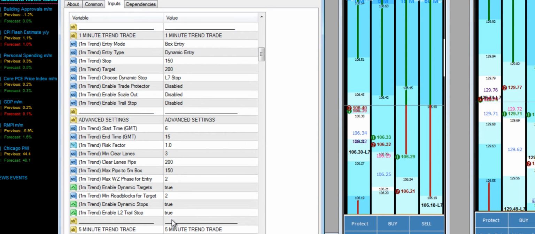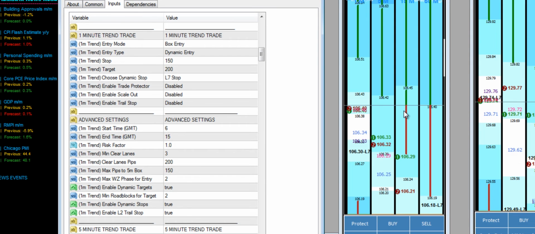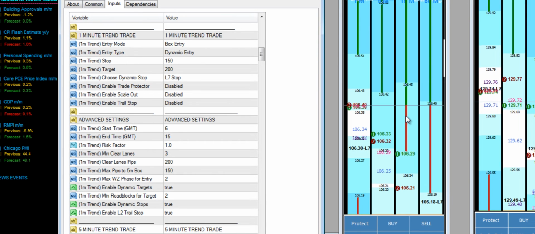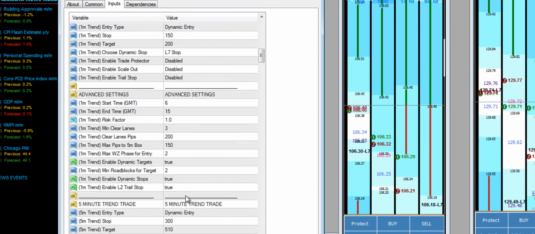So it's not a bad little feature to keep true, and it will take you out at a pullback without having to use a trail stop, and it'll give you enough room to let the trade really take off. All right, so that's what the L2 trail stop is, and most of the trend trades have that functionality.